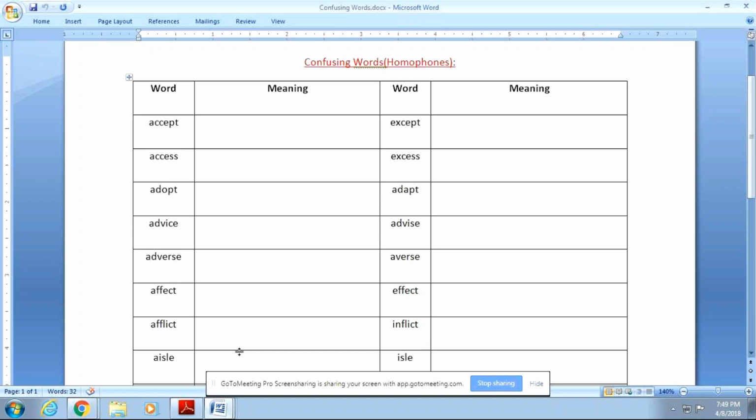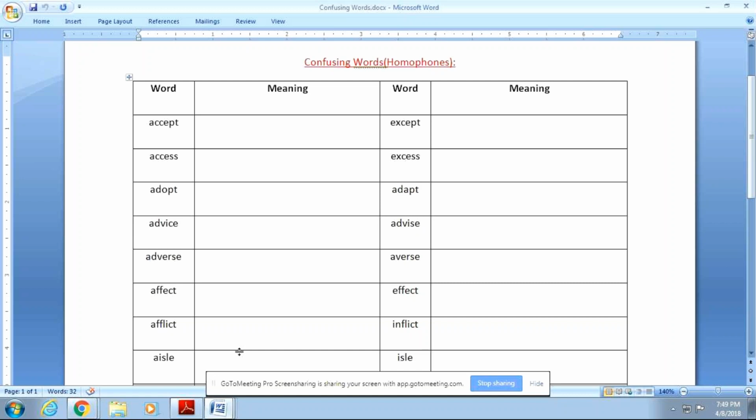And the next word is adopt and adapt. What is adopt? Adopt is to legally take on and also to accept. Example, they decided to adopt a child.